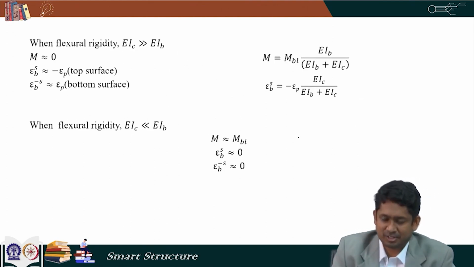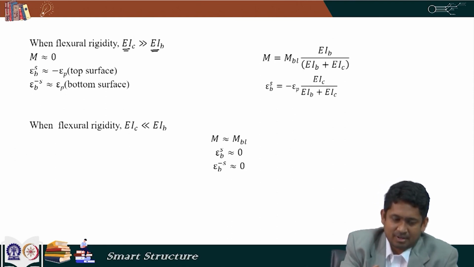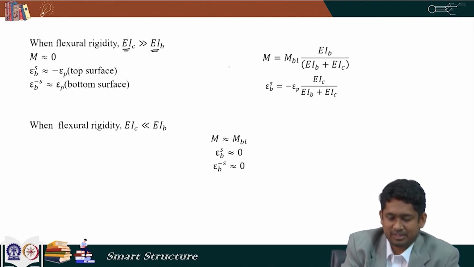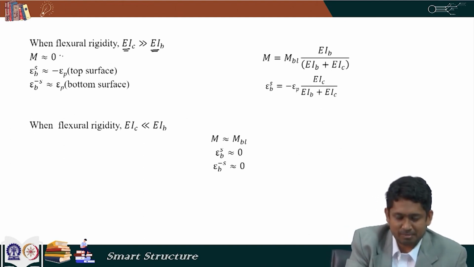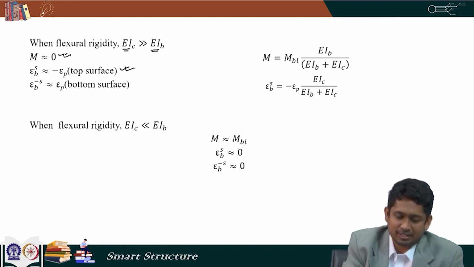Again, for some extreme cases we will see how it behaves. When we have EIC much greater than EIB, in that case our block moment is 0. If we look at this expression, this term becomes 0 when EIC is much bigger than EIB. This term is almost 0, which means the piezoelectric patches can expand or contract freely, and we can see that here. So, epsilon B at the top surface is minus epsilon P, and epsilon B at the bottom surface is epsilon P.